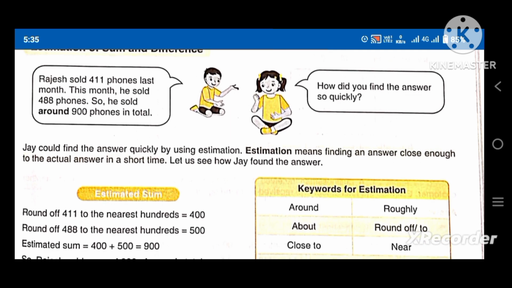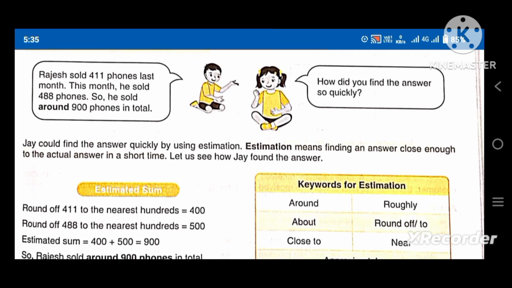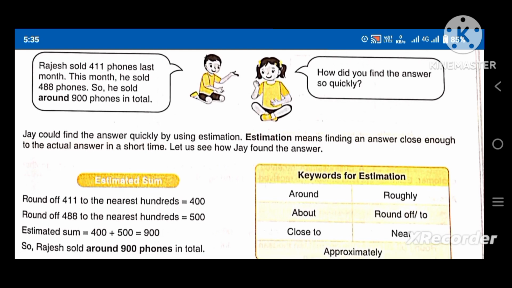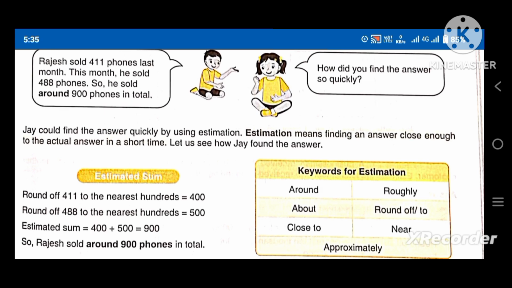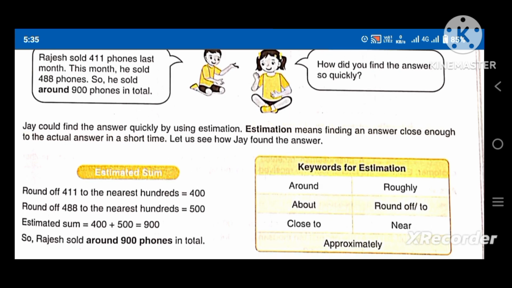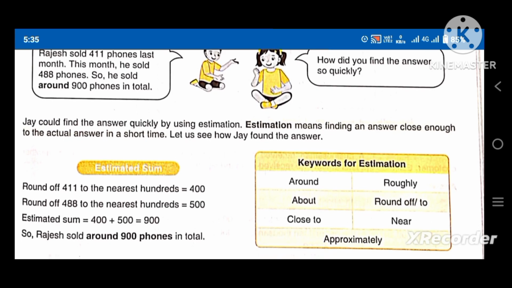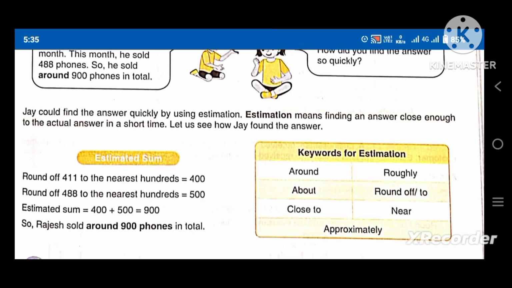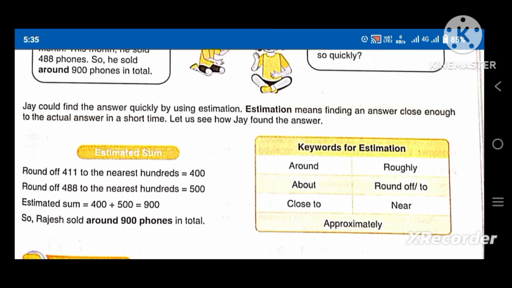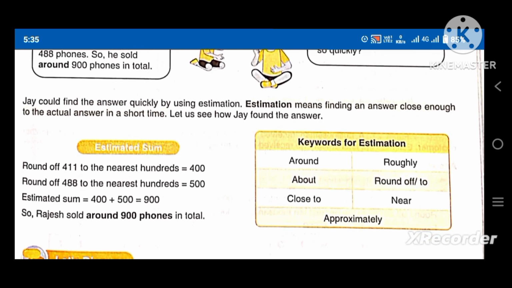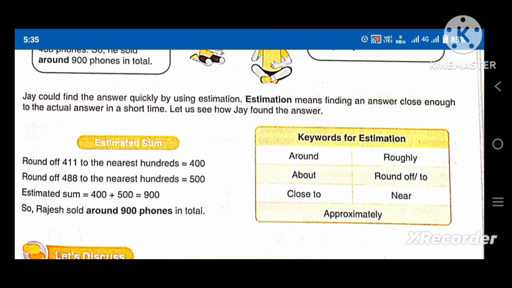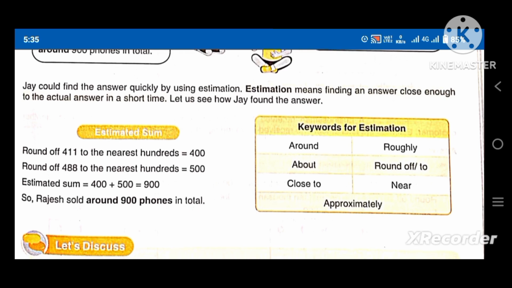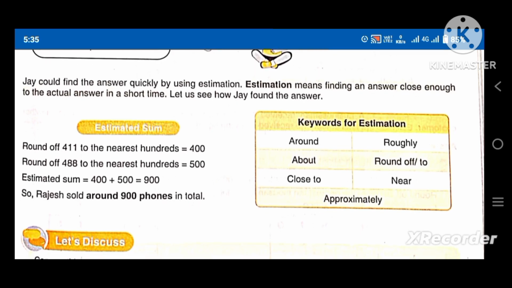Let us see how it was found. Estimated sum. Round off 411 to the nearest hundreds is equal to 400. Round off 488 to the nearest hundreds is equal to 500. Estimated sum is equal to 400 plus 500 is equal to 900. So Rajesh sold around 900 phones in total. Keywords for estimation: around, about, close to, roughly, round off, near, approximately.